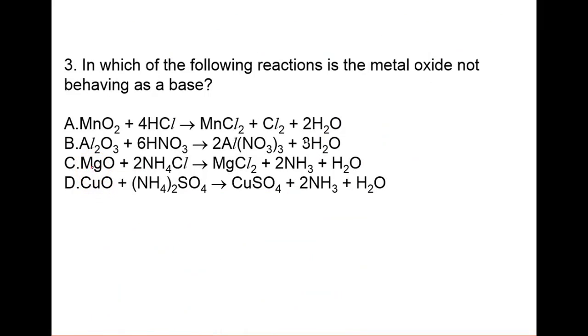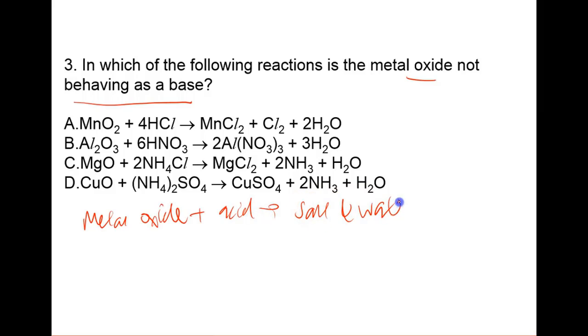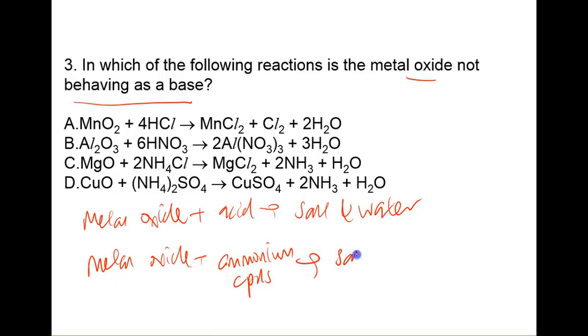So part 3. Which of the following reactions is the metal oxide not behaving as a base? So if a metal oxide were to behave like a base, it will undergo an oxide and acid reaction to give me salt and water. The metal oxide can also react with ammonium compounds to give me salt, water and ammonia gas.